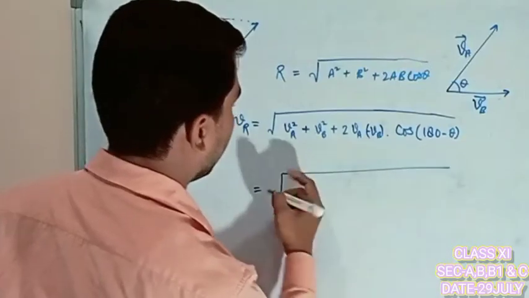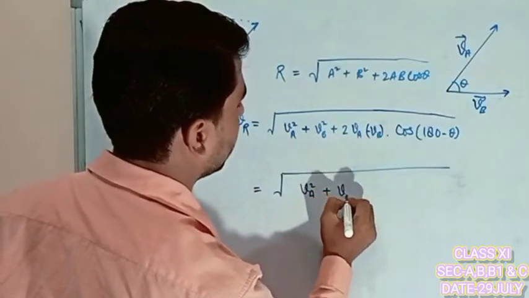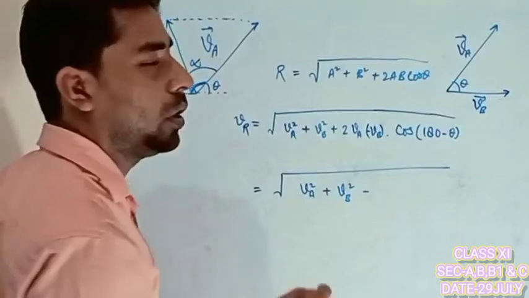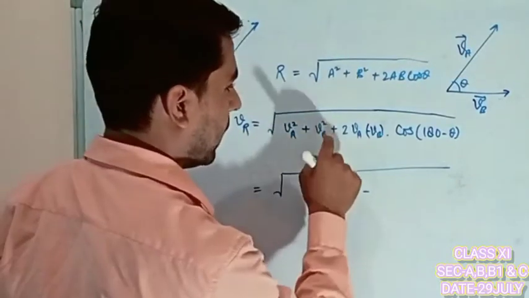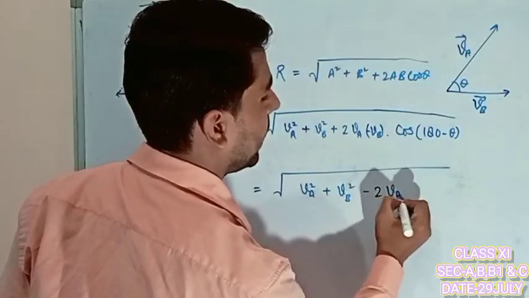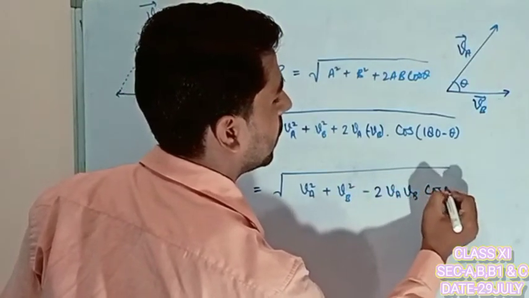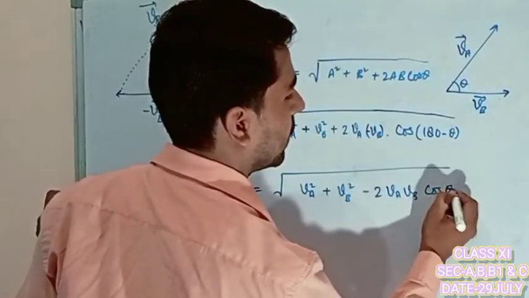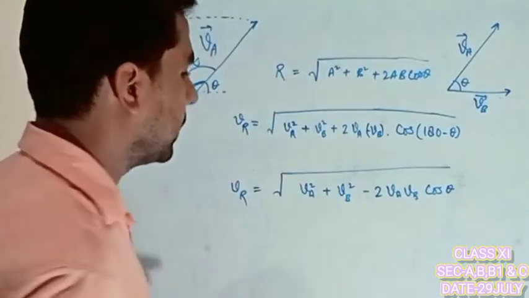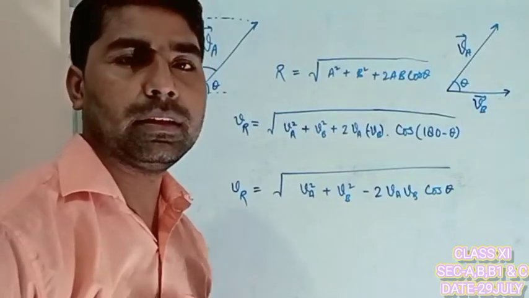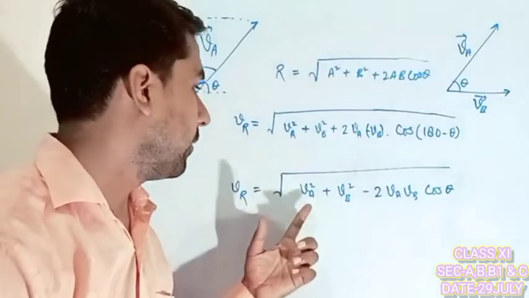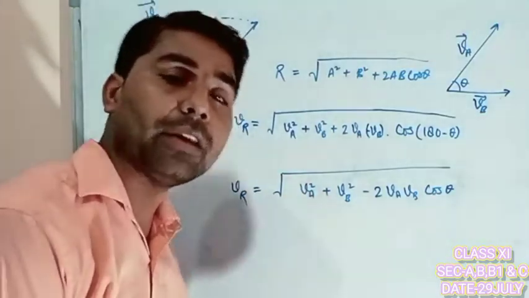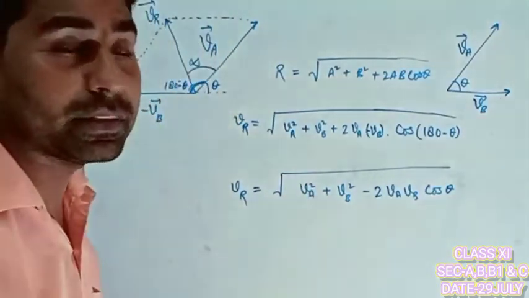The solution will be VA square plus VB square. Now this is minus VB, this is cos 180 minus theta. Cos 180 minus theta is minus cos theta, and the minus will be here with VB. So 2 VA VB cos theta only, because cos 180 minus theta is minus cos theta. So here is the resultant velocity value. But you may be thinking that in the vector value, vector A and vector B, the solution was A square plus B square plus 2AB, but here it is negative. But when you put the value here, you will get the same answer.